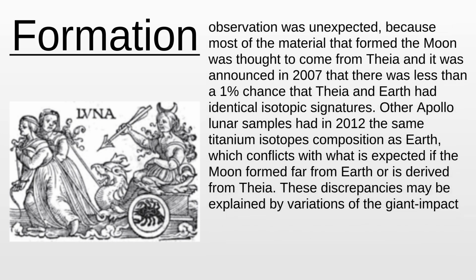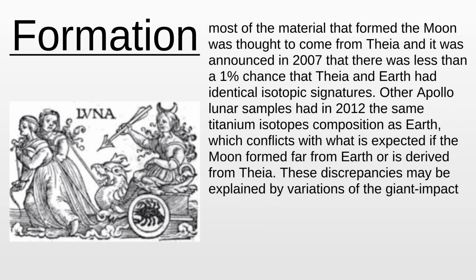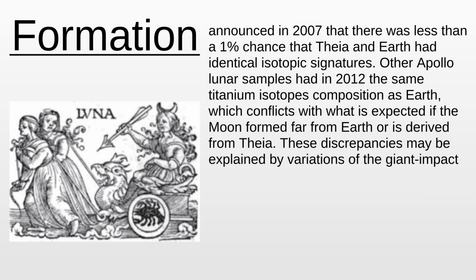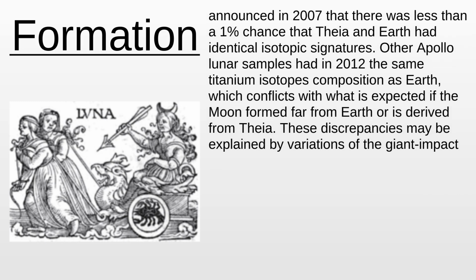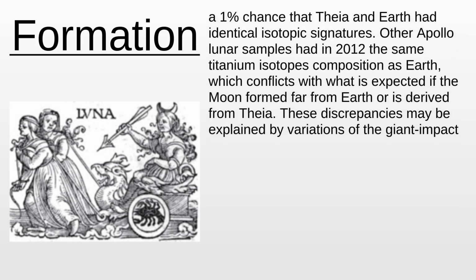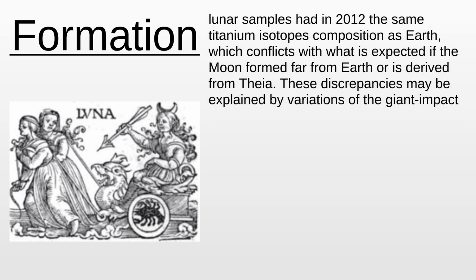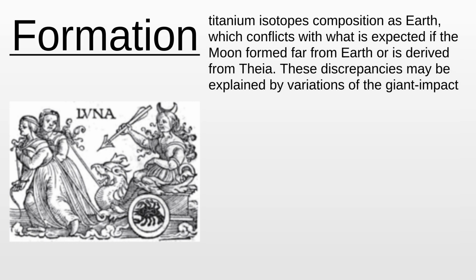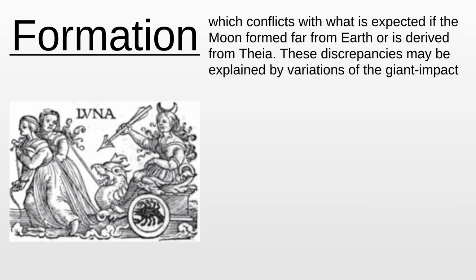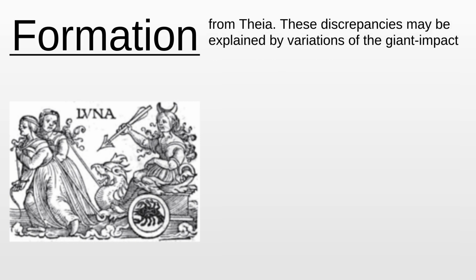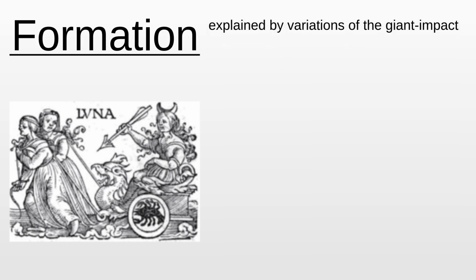This observation was unexpected, because most of the material that formed the Moon was thought to come from Theia, and it was announced in 2007 that there was less than a 1% chance that Theia and Earth had identical isotopic signatures. Other Apollo lunar samples had in 2012 the same titanium isotopes composition as Earth, which conflicts with what is expected if the Moon formed far from Earth or is derived from Theia. These discrepancies may be explained by variations of the giant impact theory.